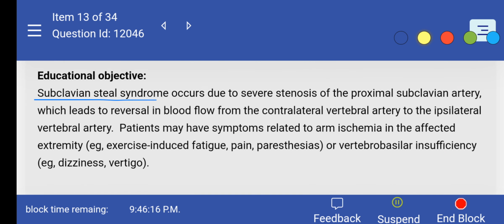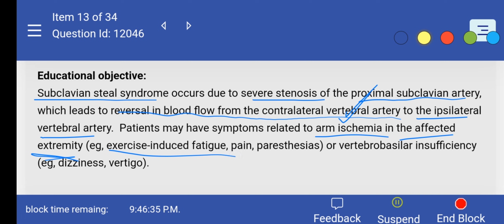So, subclavian steal syndrome occurs due to severe stenosis of the proximal subclavian artery, which leads to reversal in the blood flow from the contralateral vertebral artery to the ipsilateral vertebral artery. Right? Patients may have symptoms related to arm ischemia. This is important in the affected extremity. Right? Exercise-induced fatigue, pain, paresthesias, or vertebrobasilar insufficiency. For example, dizziness and vertigo.